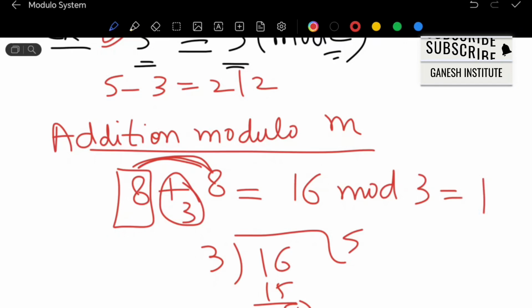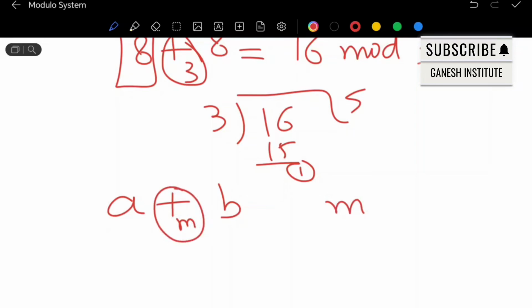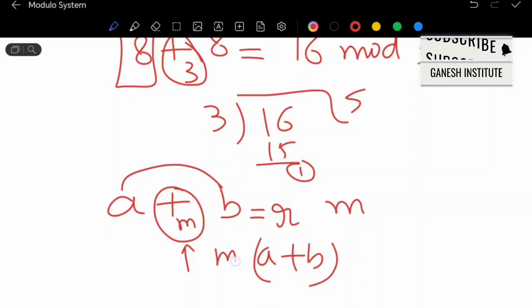So what this addition modulo m says: if you have a and b as two integers and m is a fixed positive integer again, and you have addition modulo m, then you have to simply take a plus b divided by m, and the answer will be the remainder. r is the least non-negative remainder when a plus b is divided by m. Got it? Just like we did it here.